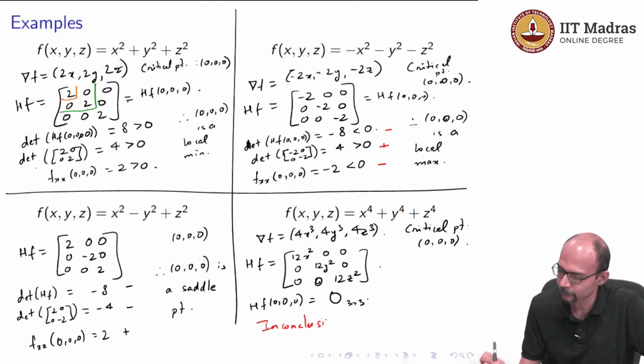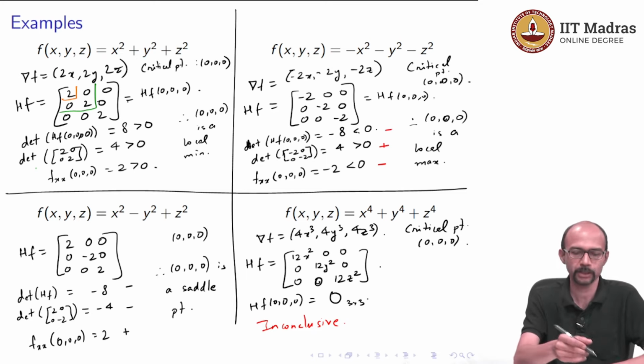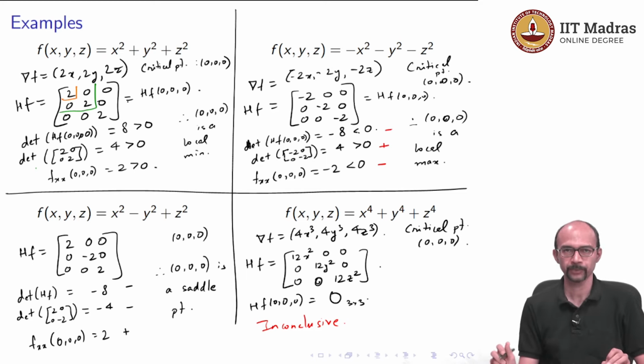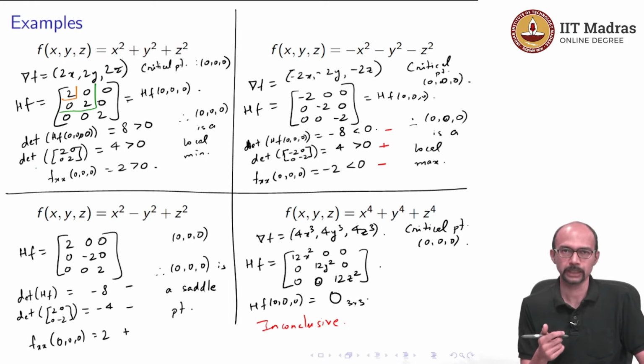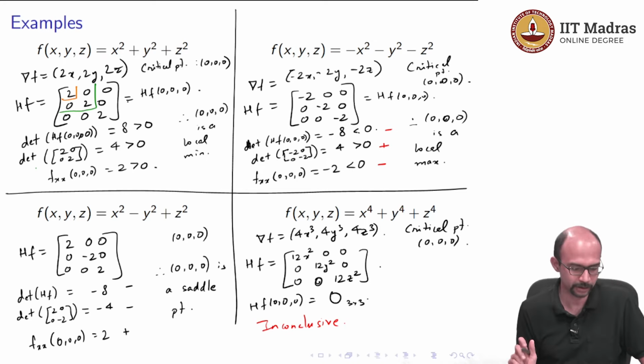On the other hand, we already know that x to the power 4 plus y to the power 4 plus z to the power 4 is always non-negative. It is the fourth power, they will always be non-negative, and the only point where it takes the value 0 is the point 0 0 0. So, this is in fact a global minimum, so in particular a local minimum. So, in spite of the fact that we easily know that this is a global minimum, the test is inconclusive. So, these are the 4 prototype examples you should keep in mind in case you forget the tests. So, these will tell you.